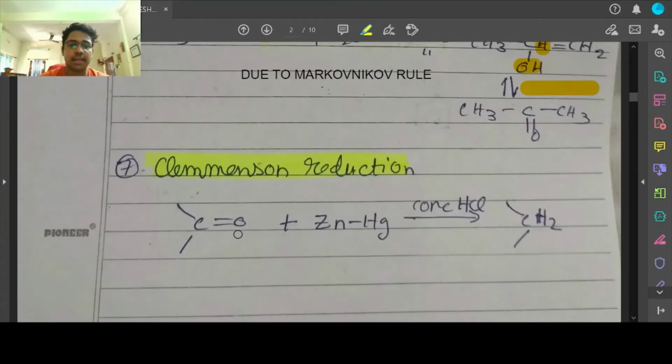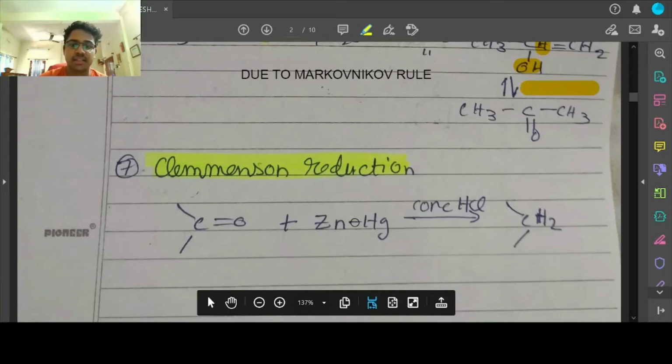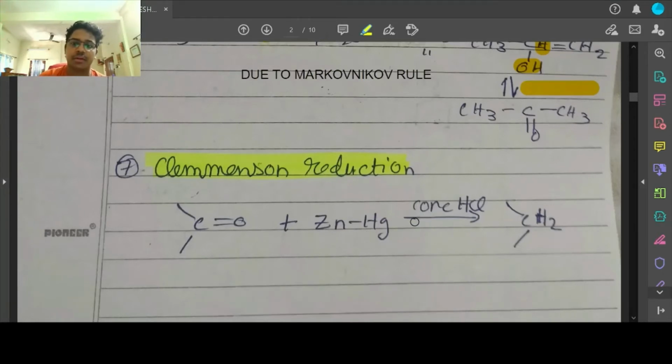This ketonic group, C double bond O group, on reaction with Zn and Hg, a zinc amalgam, I hope you know what an amalgam is, and concentrated HCl gives a CH2 group.